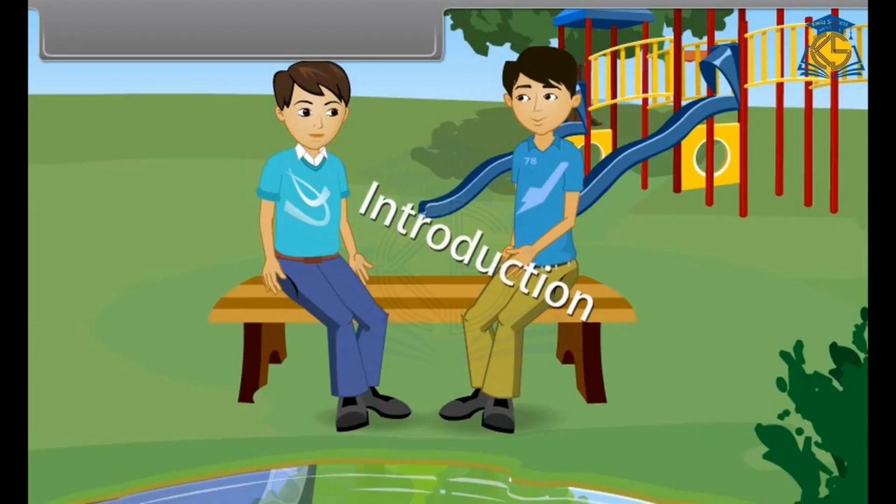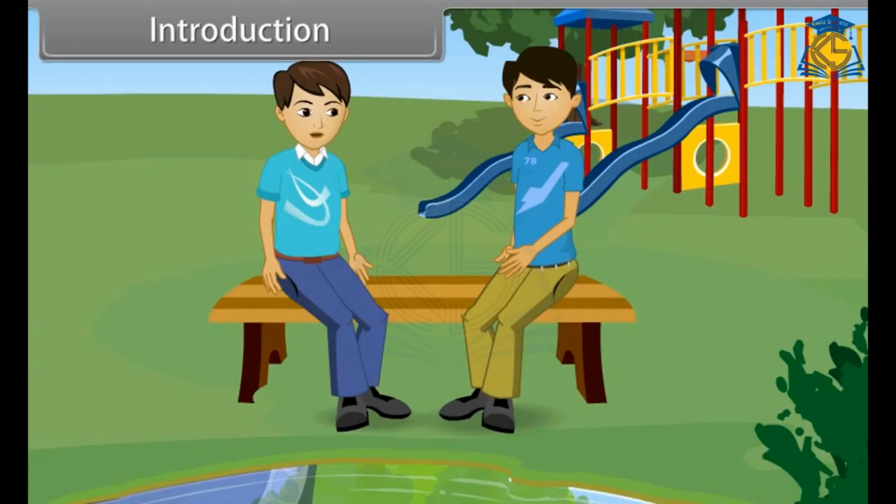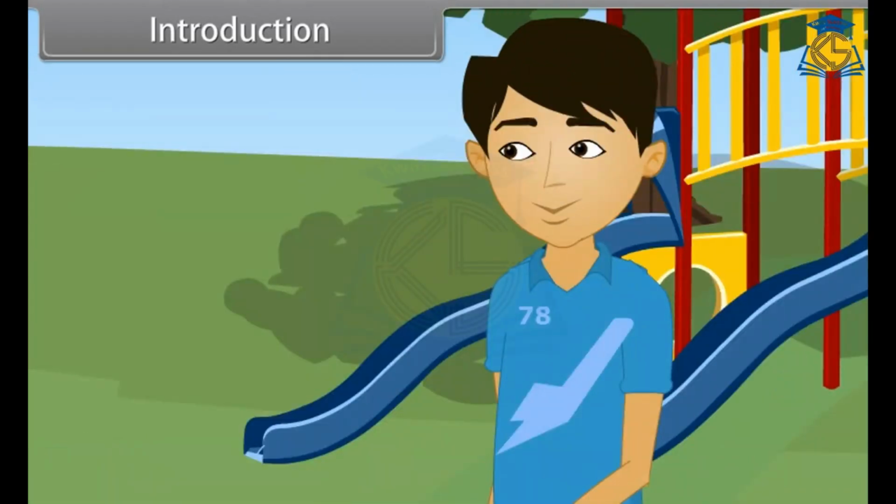Introduction. The weather is too good, Rohit. Yes, Deepak. Look here, Rohit. There are lots of frogs jumping in the water. Where do they come from? They come out during rainy season because there is no threat of getting dried.